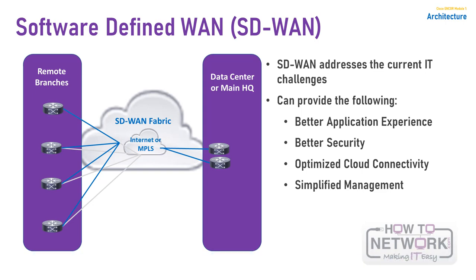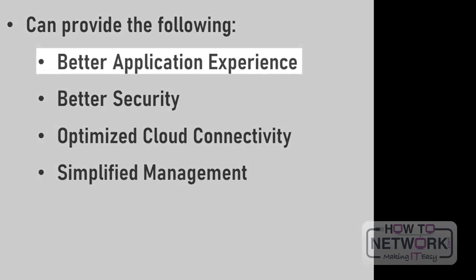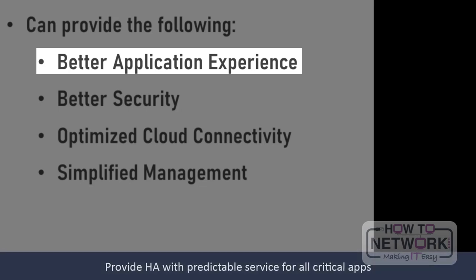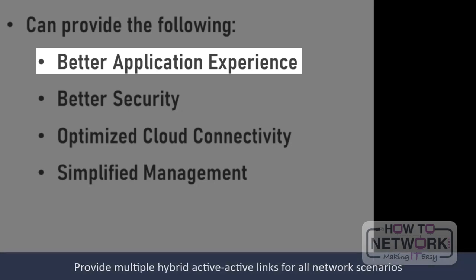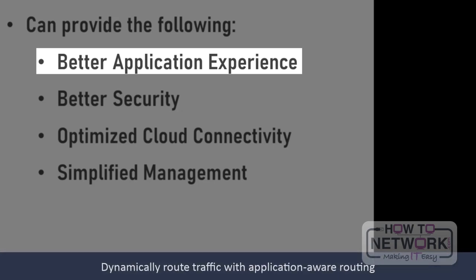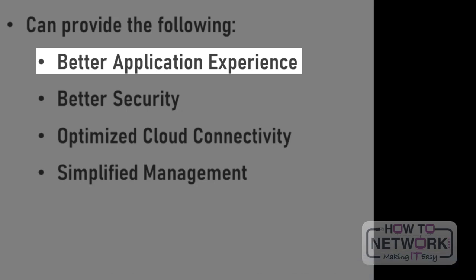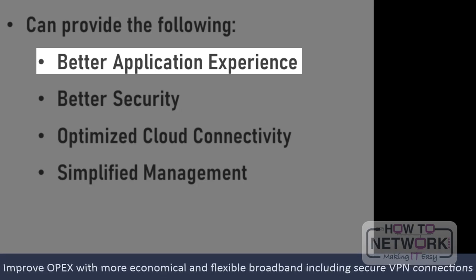Let's delve deeper into the business benefits of SD-WAN. Number one is better application experience. SD-WAN provides high availability with predictable service for all critical enterprise applications. It provides multiple hybrid active-active links for all network scenarios. It provides dynamically routed application traffic with application-aware routing for efficient delivery and improved user experience. It also improves OPEX, replacing expensive multi-protocol label switching services or MPLS services with more economical and flexible broadband, including secure VPN connections.